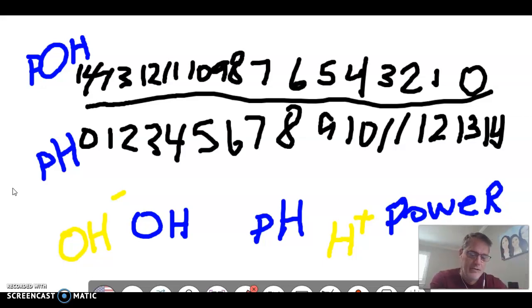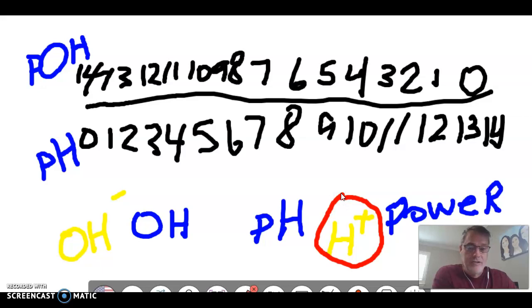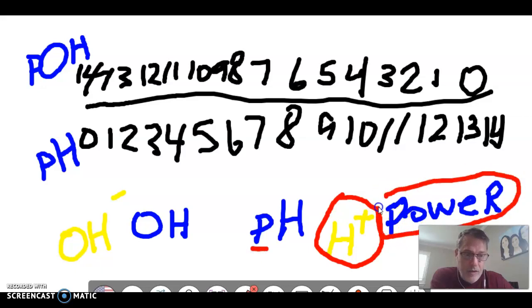There's some mathematics with pH, and what we're trying to do is figure out how many of these hydrogens are floating around in our solution. By the way, the P in pH stands for power. So we're trying to figure out how powerful, or how many hydrogens are floating around in our solution. So we have a scale.